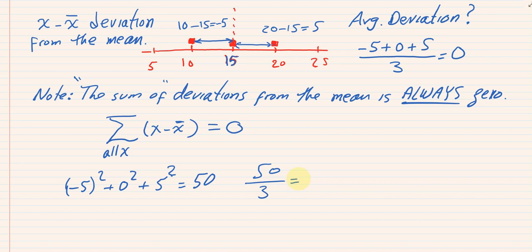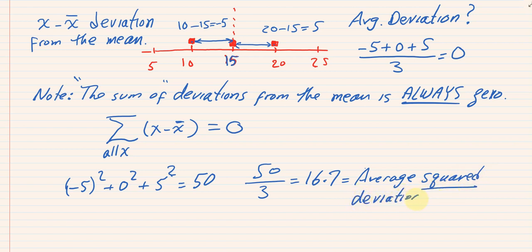And that's going to be what, about 17? Because 17 times 3 is 51. It's going to be 1/3 shy of that, right? So 50 divided by 3 ends up being 16.7. All right. So that's going to be now the average squared deviation. That's what we're going to call that. This quantity, that's 16.7, is what we call average squared deviation. Now, the trouble with this number is just that, because it's in squared form.